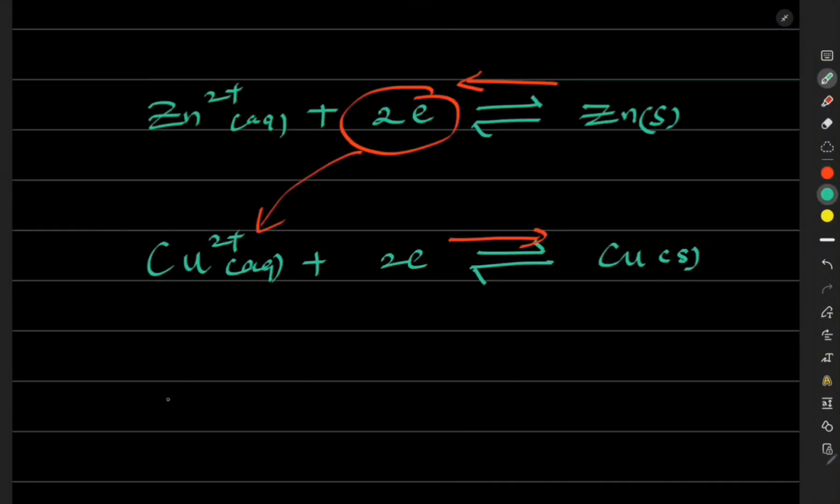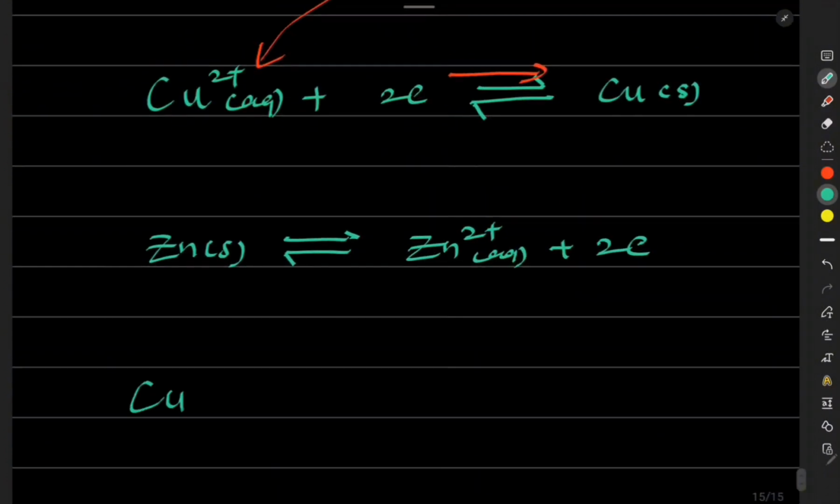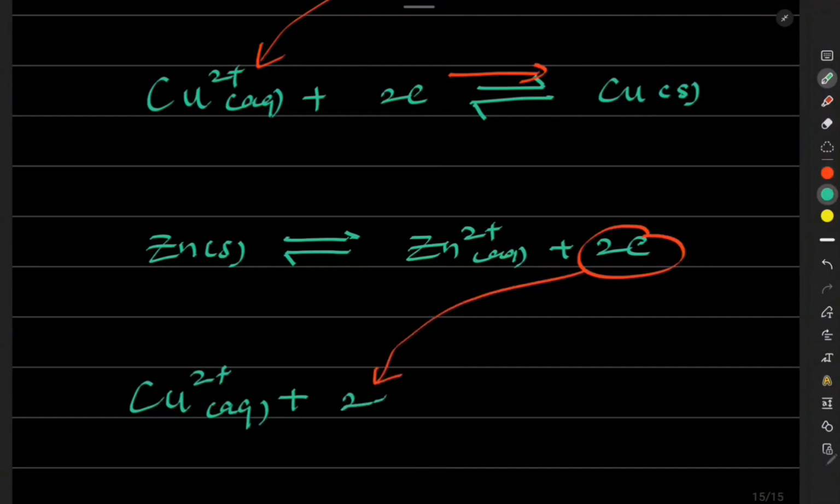I'll repeat it again. Here the zinc is undergoing an oxidation reaction. So the zinc will form Zn2+ aqueous plus 2 electrons, and here the Cu2+ aqueous plus 2 electrons. These 2 electrons will come here, and form copper solid.